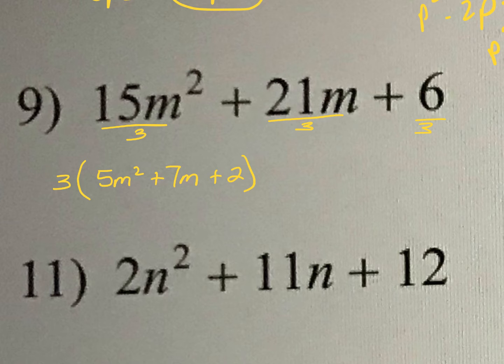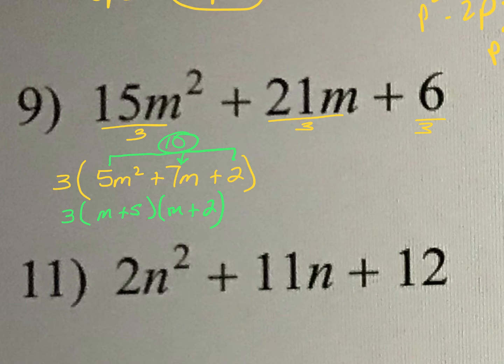Well, is this a trinomial? Yes. Is your a term 1? No. So I have to say a times c. 5 times 2 is how much? 10. What are the factors of 10 that multiply to give me 10, but add to give me 7? Okay, so I have m plus 5 and m plus 2.